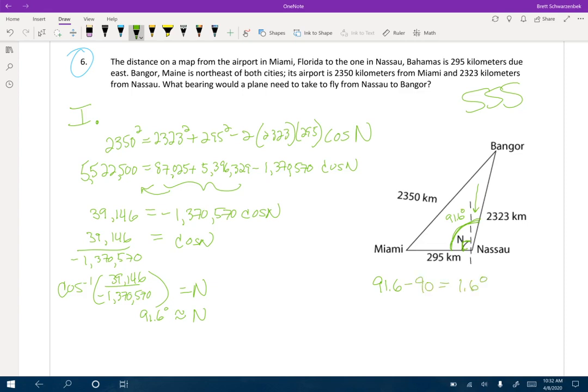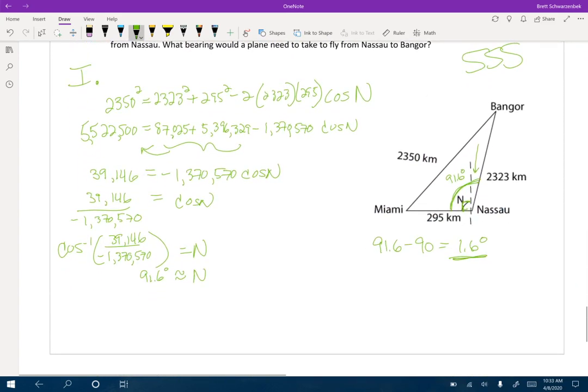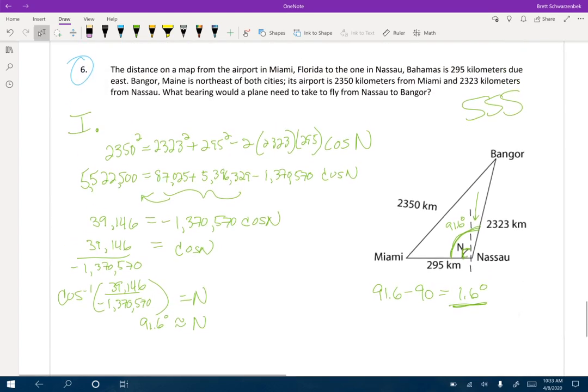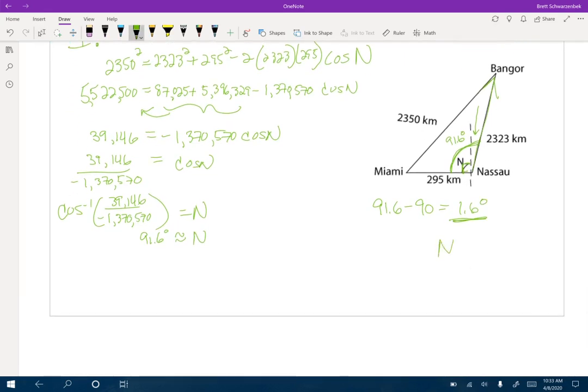Again, this is the angle, but not the answer, because all bearings have to be calculated with directions. So, if it says in this problem, fly from Nassau to Bangor, which means we're going in a northeast direction. So the answer to the problem is north 1.6 degrees east.